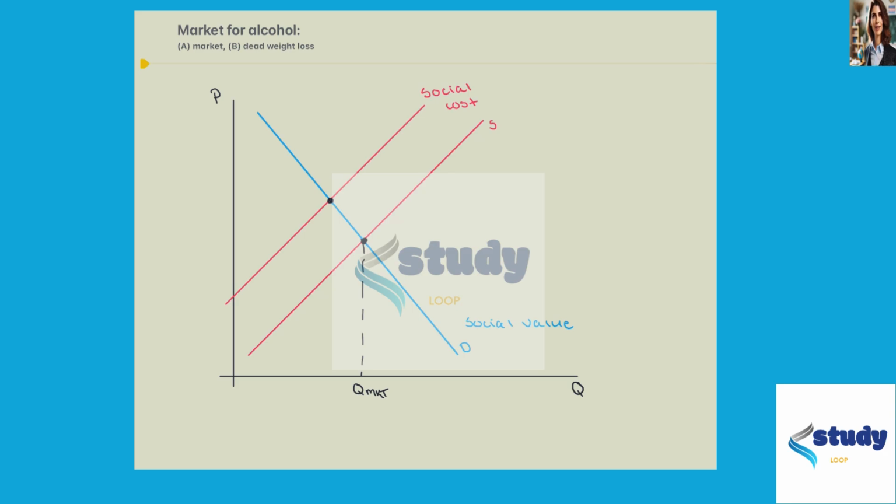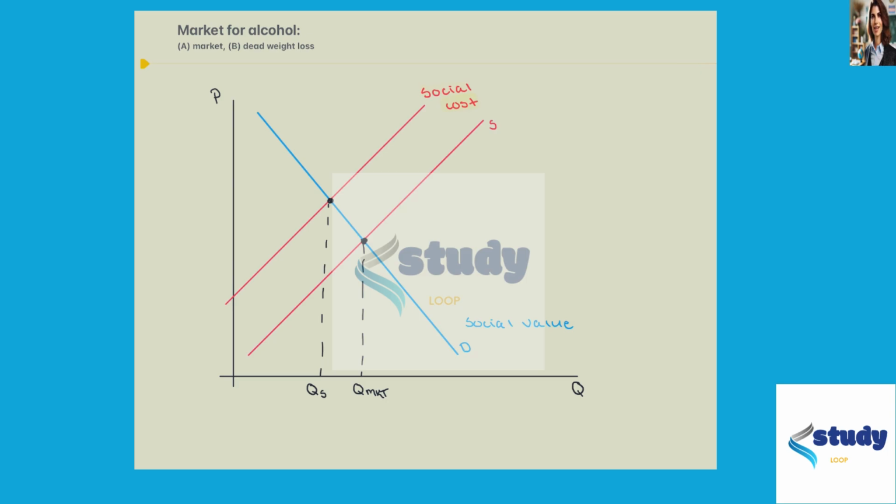And then we have this second equilibrium up here, and this is occurring as a result of this social cost, right? This is where our demand curve intersects with that social cost curve. So we're going to call this QS for social cost. Now, what we see here is the difference in quantities in this market for alcohol as a result of that social cost, as a result of that negative externality, which also allows us to identify this deadweight loss.